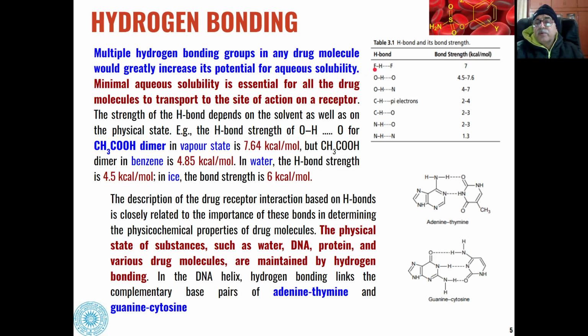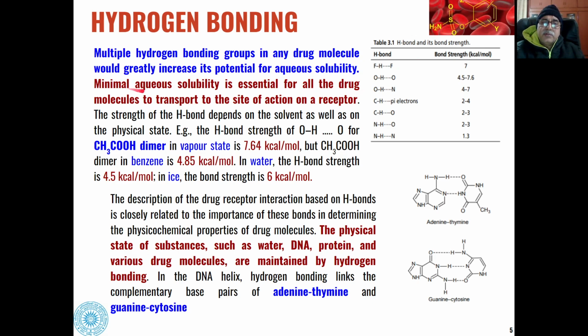For example, fluorine is the most electronegative atom. This is having the highest bond strength, and this will also depend on the structure of the molecule. So as the electronegativity decreases, the bond strength also decreases.